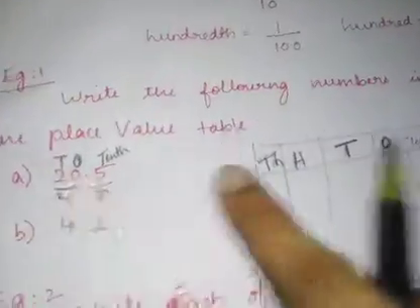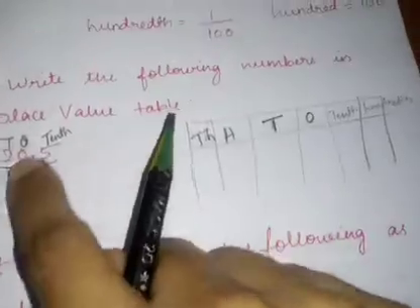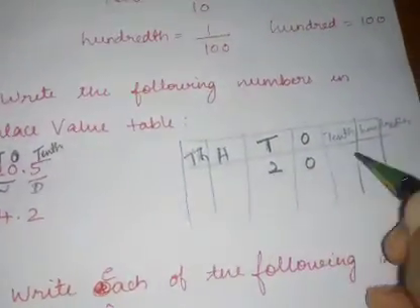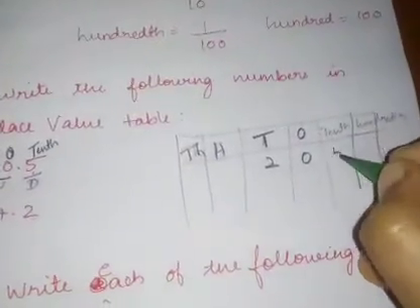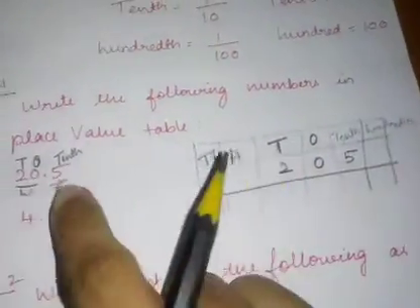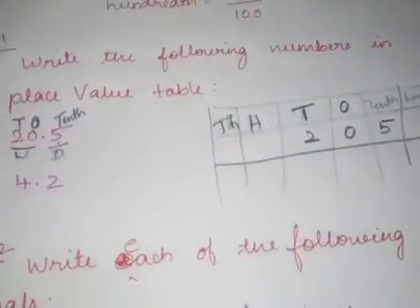So what will you represent in this table now? In the ones place you will put 0, in the tens place you will put 2, in the tenths place you will put 5. That's all. This is how you will represent it.